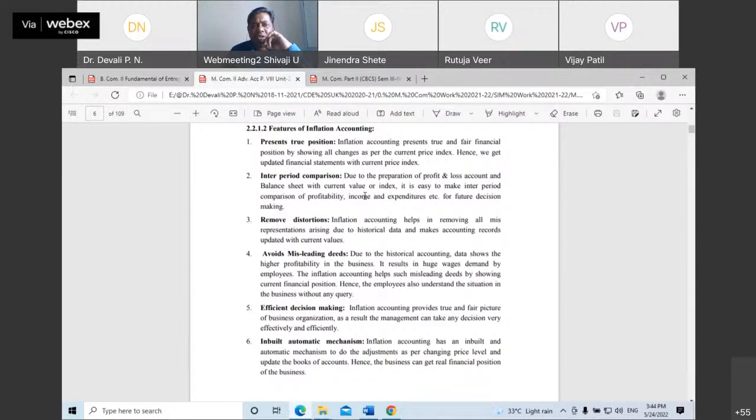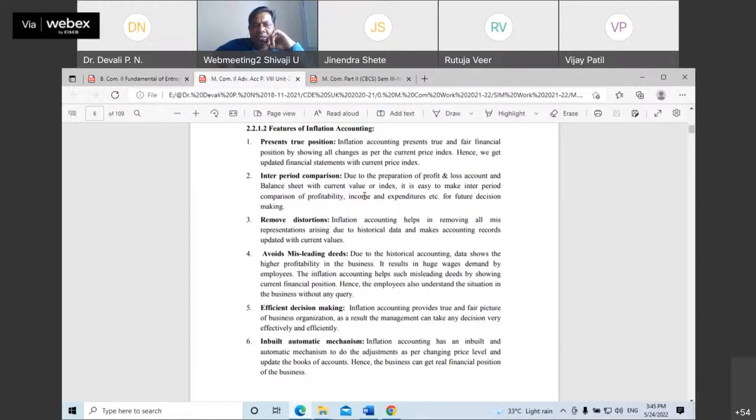Now see, the first point we get here is the present true position. It means that whatever the current price index is, we have to consider it to present and reflect the true and fair financial position. This is one of the features. It helps to update our financial statements, and without the current price index it is not possible to reflect the financial position. That's why, for updating the financial statements, we require the help of the current price index.